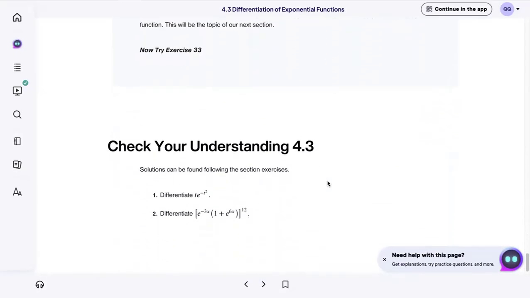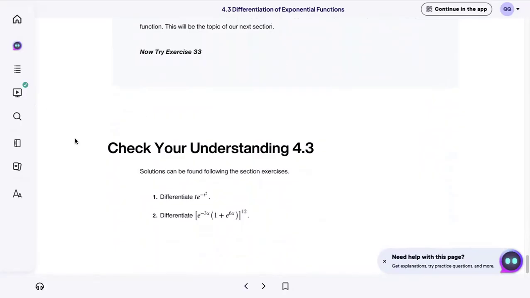Okay, so I'm going to stop here for these 3 sections, talking about exponential functions, especially those using the Euler number e.